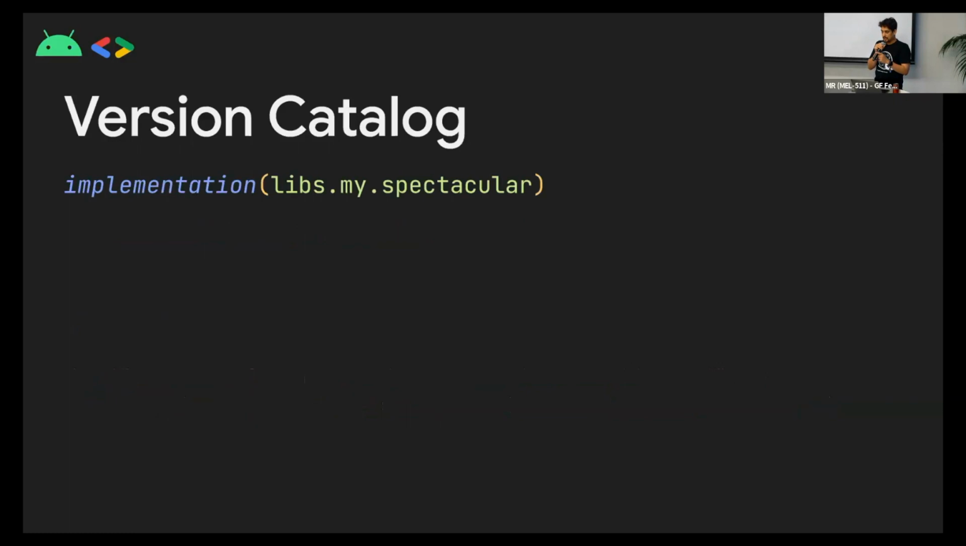Once your TOML is synced, you don't have to build it from source. A simple Gradle sync works. Your libs.my.spectacular is now available.